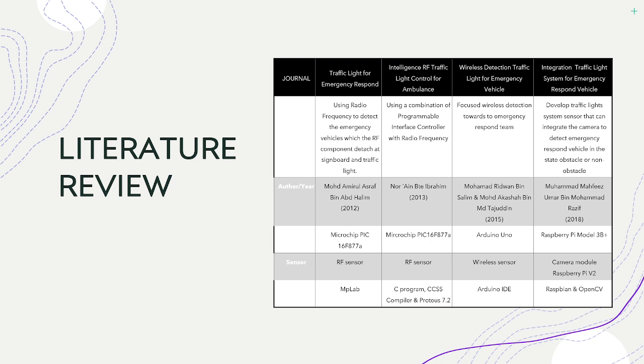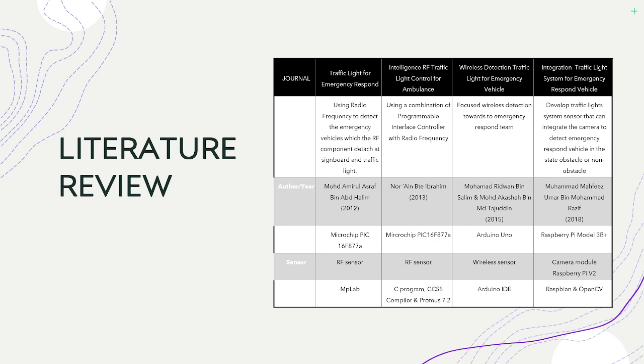They need to identify which spot to put in the ambulance. The third one is wireless detection traffic light for emergency vehicle, focusing on wireless detection towards the emergency response. This one uses the Arduino Uno. As you know, Arduino has many circuit board designs that can be used for wireless detection. So they need to place the wireless detection in the traffic light and also in the ambulance, so that when the ambulance comes to the traffic light, the system will detect it. Inside the ambulance, it will detect the wireless connection.